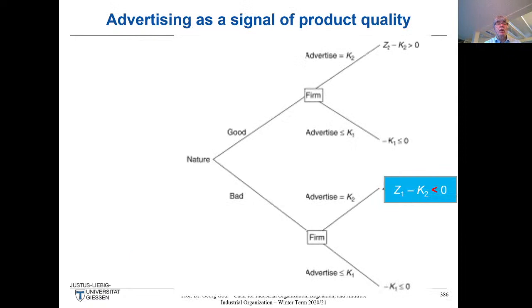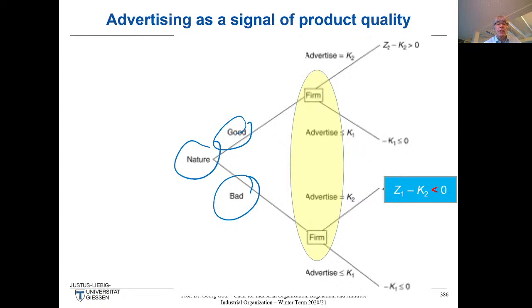And you will see it's a very, very simple model. First of all, nature decides on whether this product is of high quality, a good, or a bad product, okay, or low quality. Here you see this information set. That is, as a consumer, you do not know whether you are here or here. That is, you do not know whether it's a high quality or a low quality. Then the firm can decide either to advertise a little or not advertise at all, or it can choose a high advertising level. Now, in order to explain to you the payoffs, I have to tell you a few assumptions here.